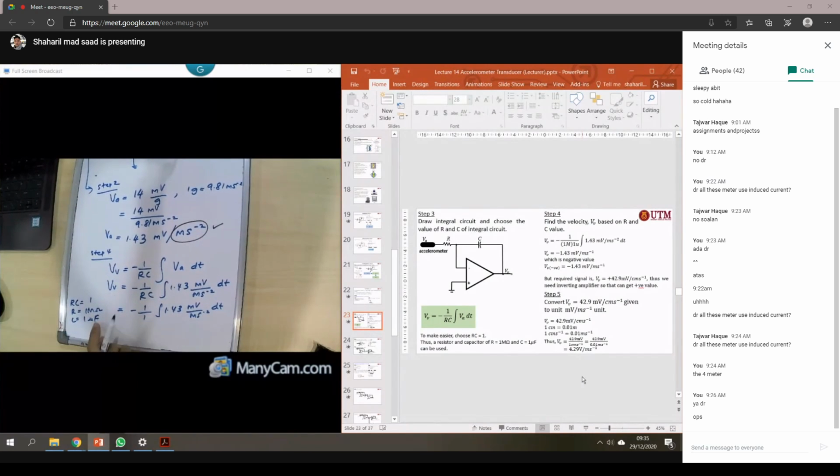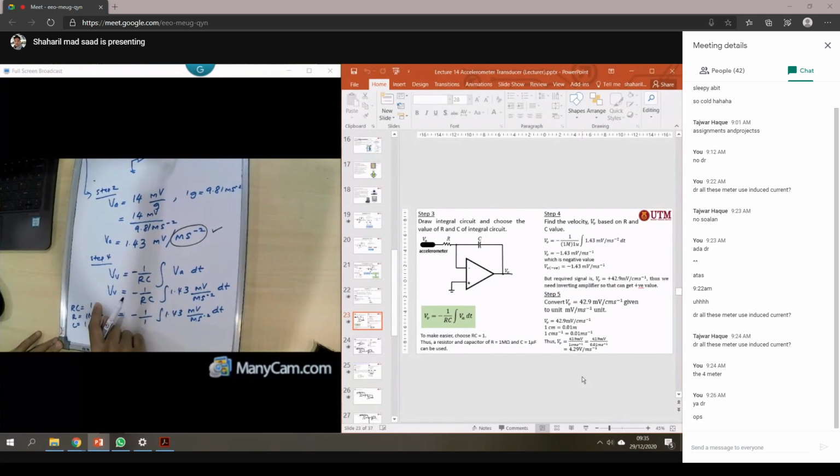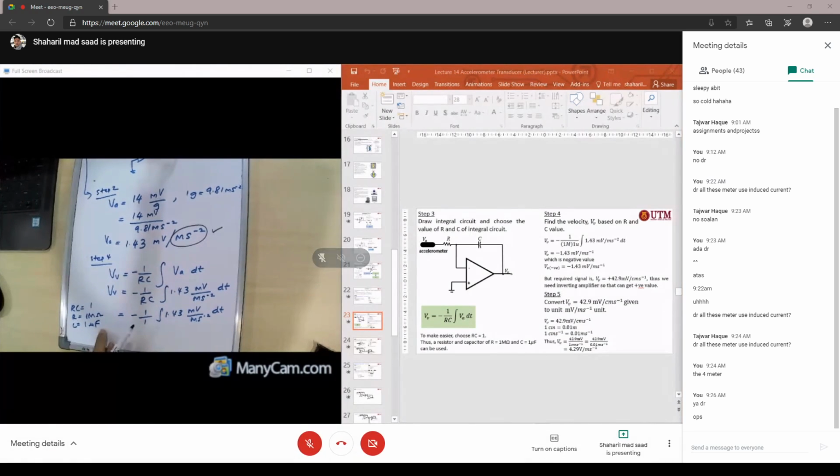Right? So this one makes it simple. It will make you a simple thing. So this one, R and C, you just make it equal to 1. And then the value that you can choose is R equal to 1 megaohm and C equal to 1 microfarad here.